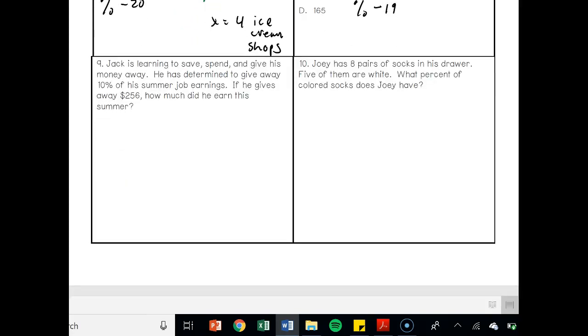Number 9, Jack is learning to save, spend, and give his money away. He is determined to give away 10% of his summer earnings. If he gives away 256, then how much did he earn this summer? So part, whole, percent. Percent, I'm giving away stuff, that's 10%, right? Now, 256. If I've decided to give away $256, and the question asks how much did I earn this summer, how much did I earn in entirety in the summer? That's the whole, and that I don't know.